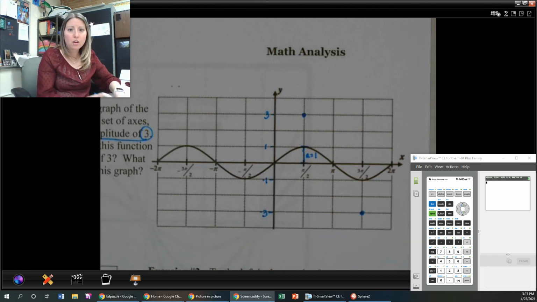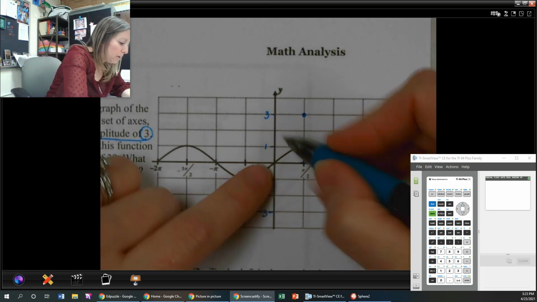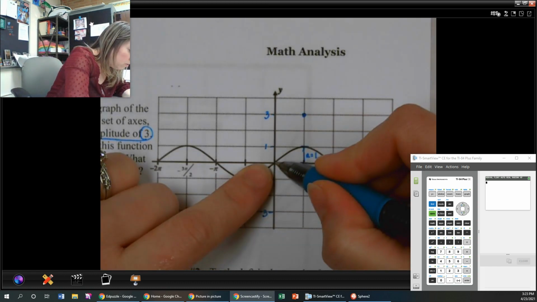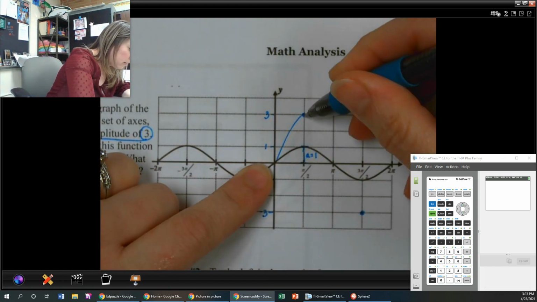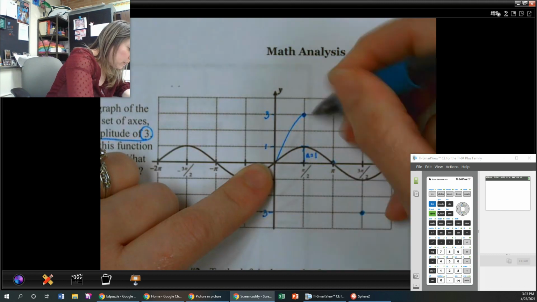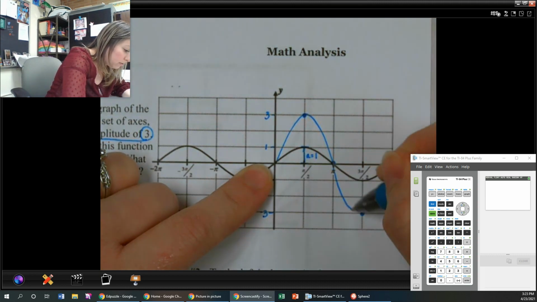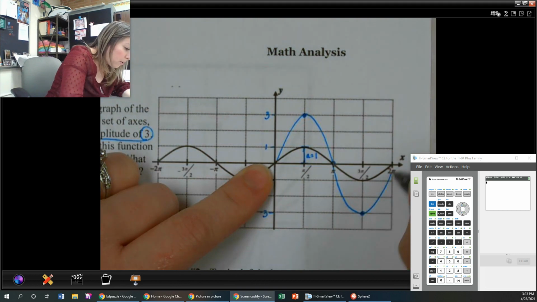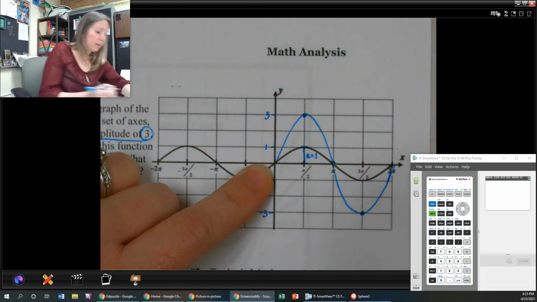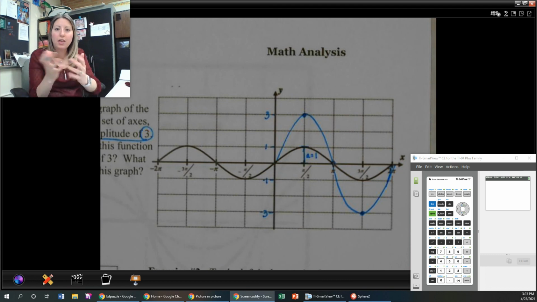Okay? Now I'm just going from 0 to 2 pi for now. I'll head backwards in a second. But now I am just going to connect. And the 0, notice, stays the same because 0 times 3 is still 0. And there we go. A little off on that end. There we go. That's our amplitude of 3.